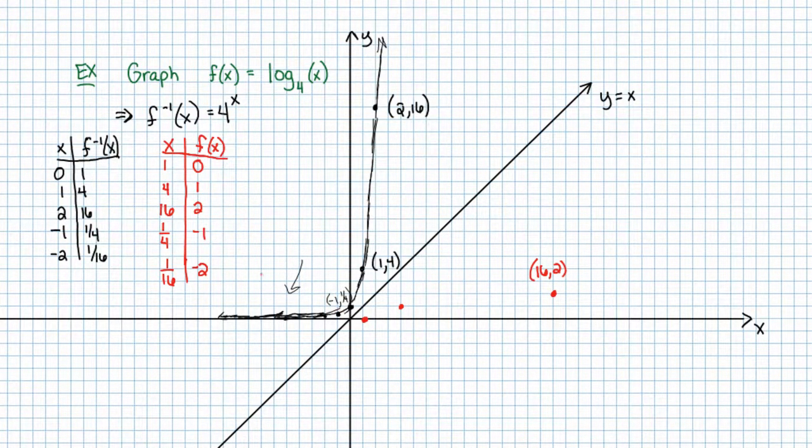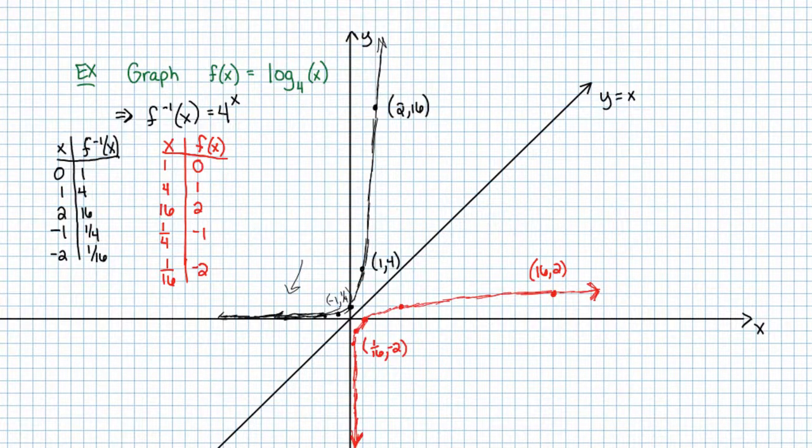All right, and when x is 1/4, the y value is -1. And when x is 1/16, which is really close to the y-axis, the y value is -2. So maybe I'll even denote that 1/16, comma, -2. And then you connect these dots.